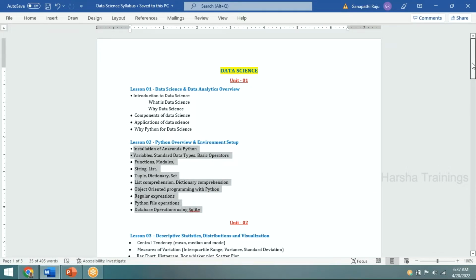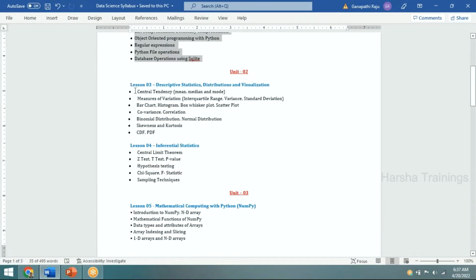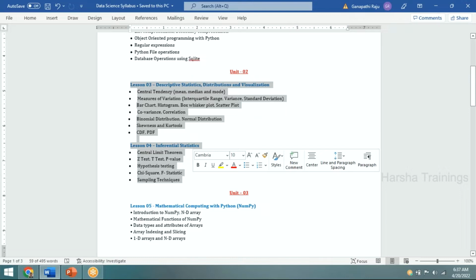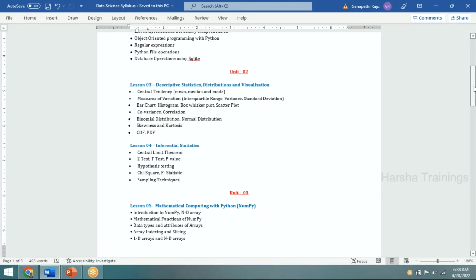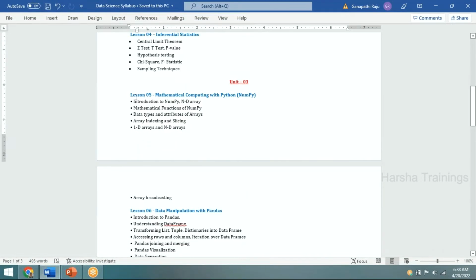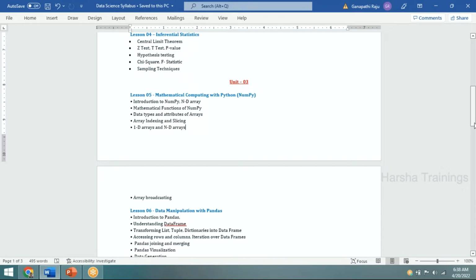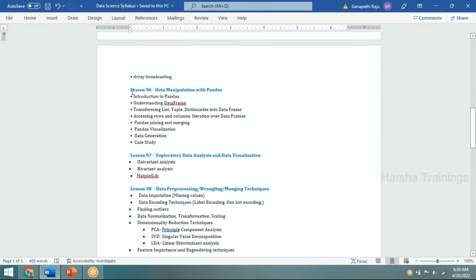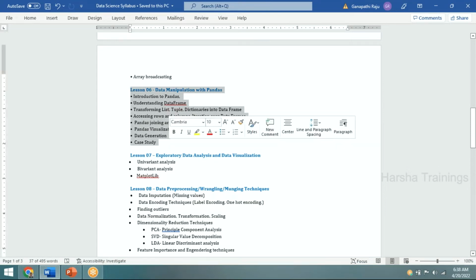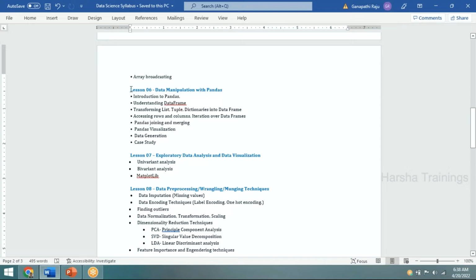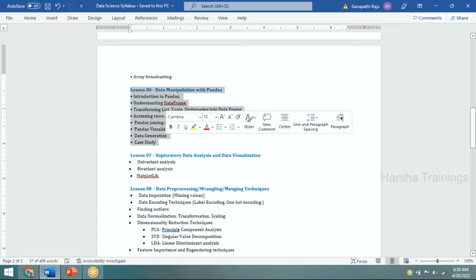Okay, then unit number 2, that means chapter number 3 and 4, discusses statistics. Okay, statistics, probability and mathematics are pillars for our data science. Then in unit number 3, chapter number 5 discusses how the mathematical operations will be done using a library called NumPy. Okay, chapter number 6 discusses how the database operations, like how to create the data, how to update the data, how to retrieve the data, how to delete the data. Those operations we will call CRUD operations. Okay, how the data manipulation will be done with pandas.